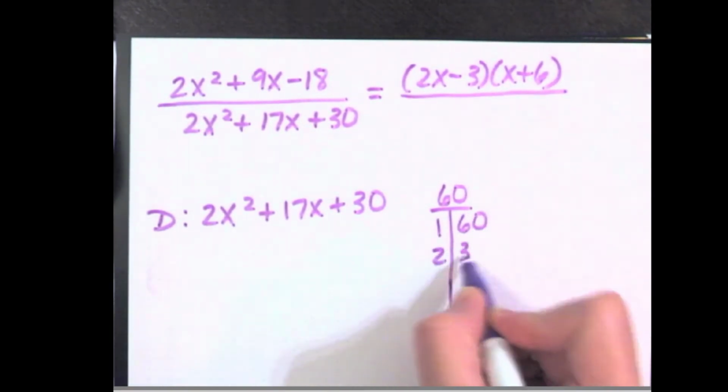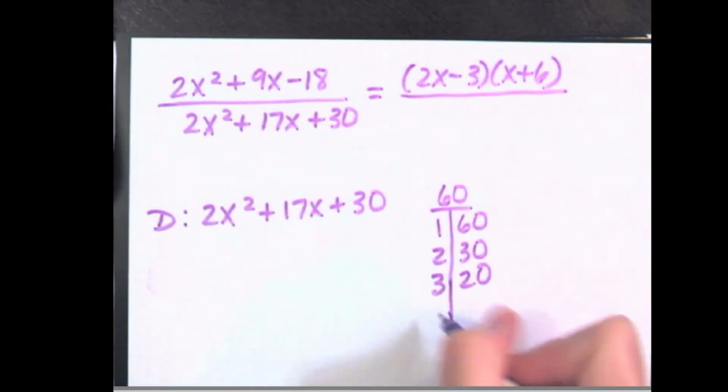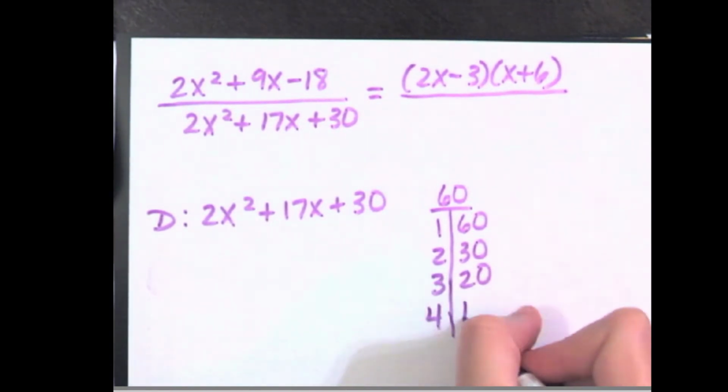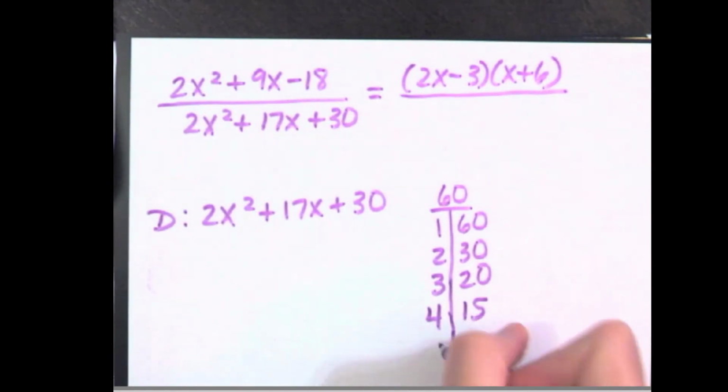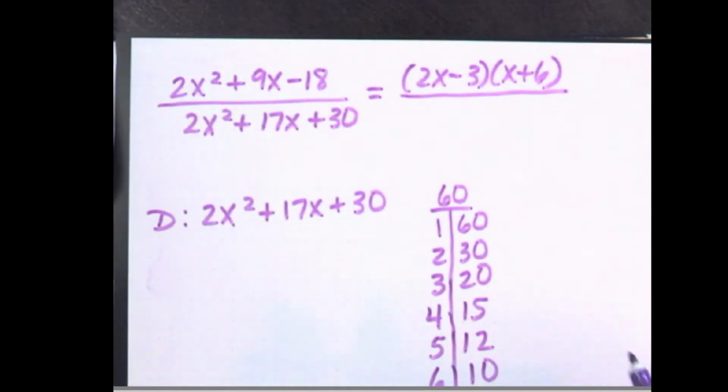That'll be 2 times 30. 60 divided by 3 is 20. And then 60 divided by 4 is 15. 60 divided by 5 is 12. And then 60 divided by 6 is 10.